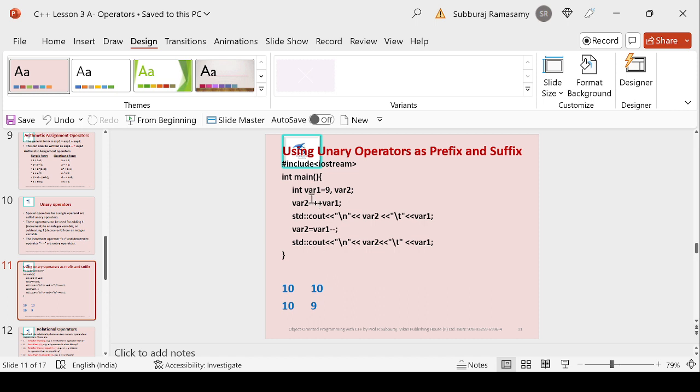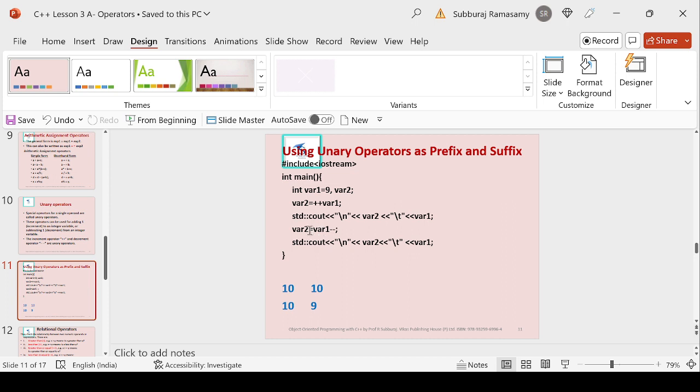So the prefix and postfix. When I put a prefix, first where 1 will be incremented. That's why 9 plus 1 is 10 you got. See, where 2 you got 10 and where 1 also was 10 because it is a prefix operator, plus plus where 1. See the minor difference. But here it is postfix. I am not putting minus minus before where 1, in which case the result will be different.